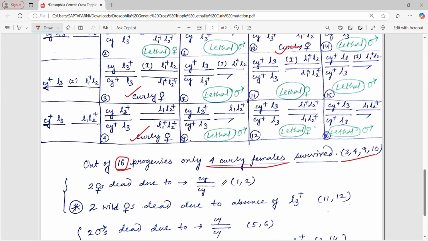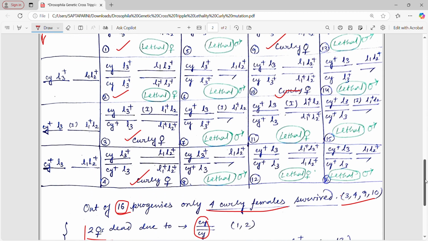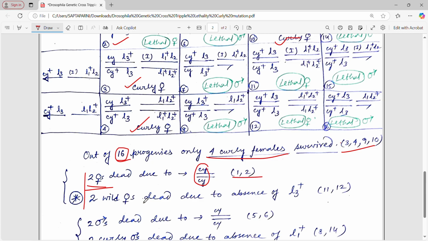Now, what are those progenies? Among those 12 dead progenies, 4 females survived, so 4 females will be dead. Among those 4 females, 2 females are dead due to the presence of CYCY, the recessive lethal allele. So see here, due to the presence of CYCY, from box 1 and 2, these 2 females are dead. Box 1 and 2, and 2 wild females are dead due to absence of L3 plus.